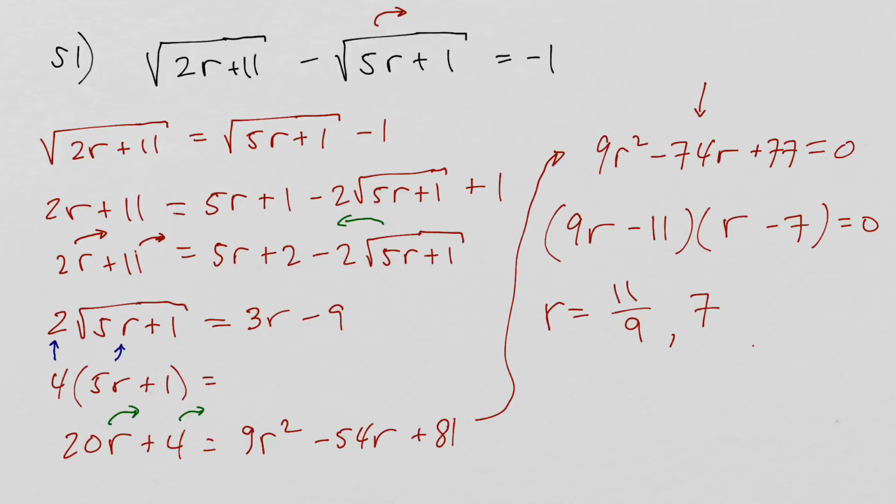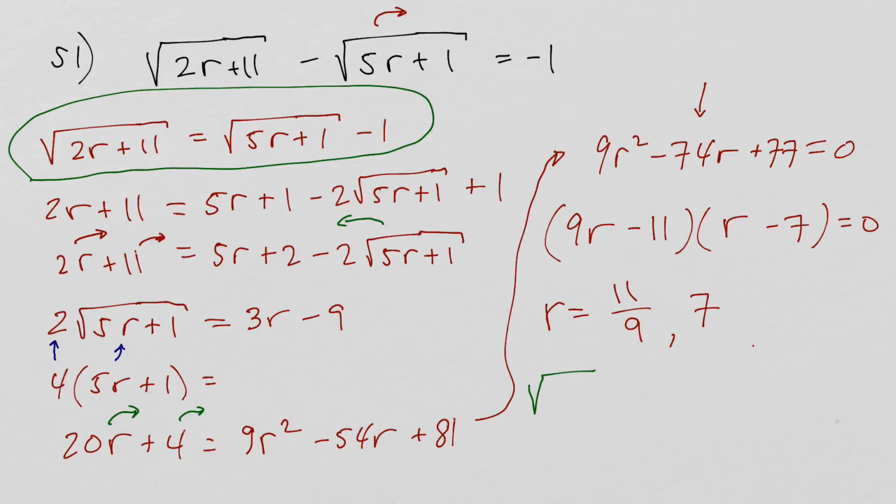Now, both of these values may not be possible because remember, you can always pick up extraneous roots if you're not careful. So I have to go back to the place before the first squaring in order to determine if I have an extraneous root. So I'm going to go back to this point in the equation right here. Or it doesn't matter. I could have gone back to the one above it. But now let's test the 11 over 9.